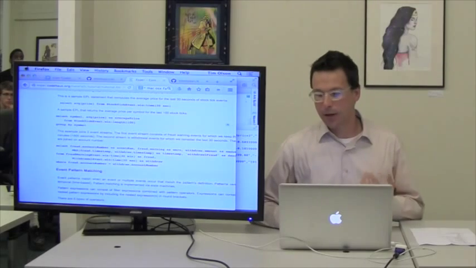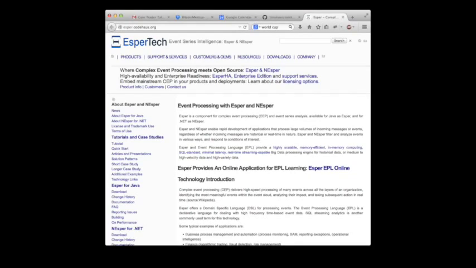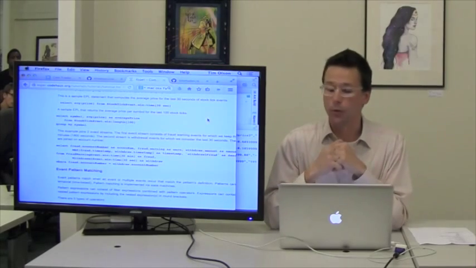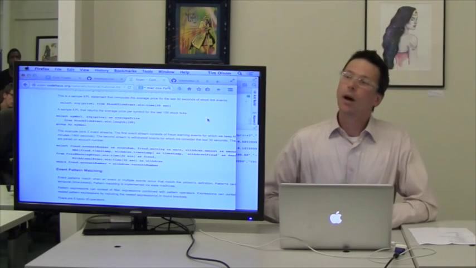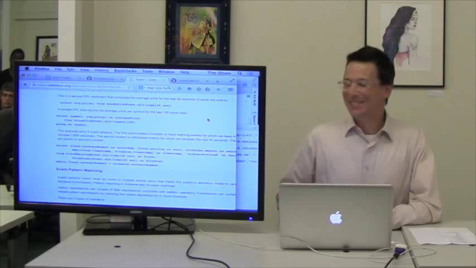CoinTrader uses a project called Esper, E-S-P-E-R. If you haven't heard of it, it's great for a lot of projects. It's super at time series analysis, where you want to look at a sliding window of time or batch windows of time and extract events from those time windows. Is that like Streambase? Sorry? Is it like Streambase? I don't know Streambase. I know Esper.